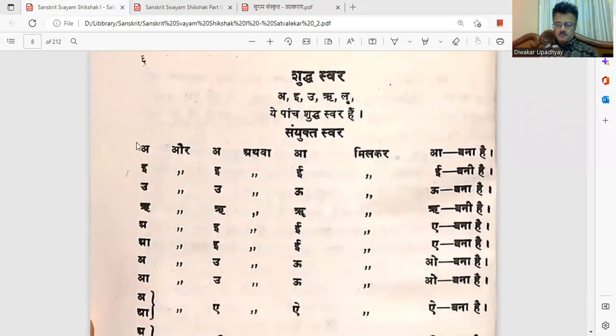What are the pure sounds? Shuddha Swara. Pure sounds, there are 5: A, I, U, Ri, Lri. There are 5 Shuddha Swara or pure sounds. What are the compound sounds?